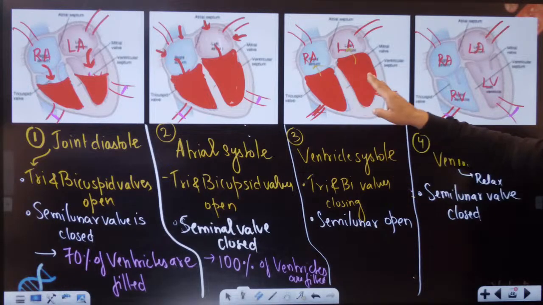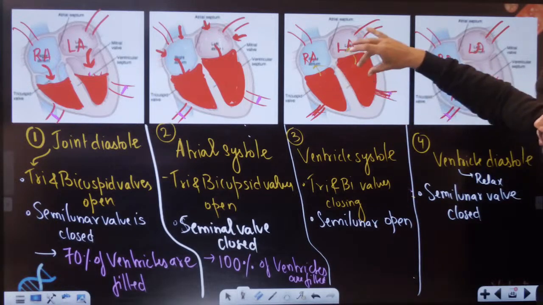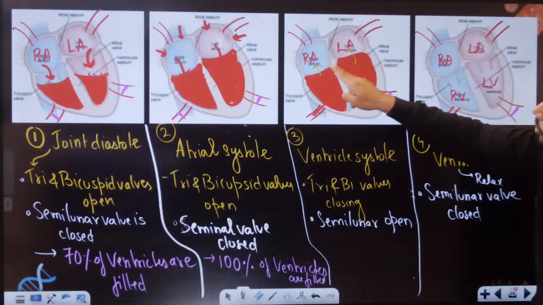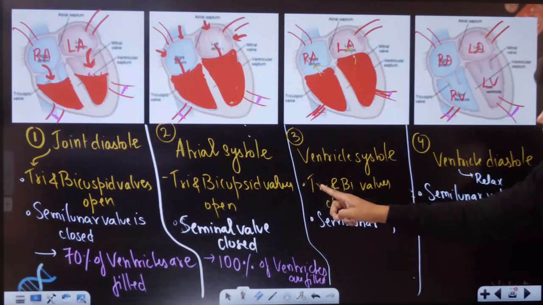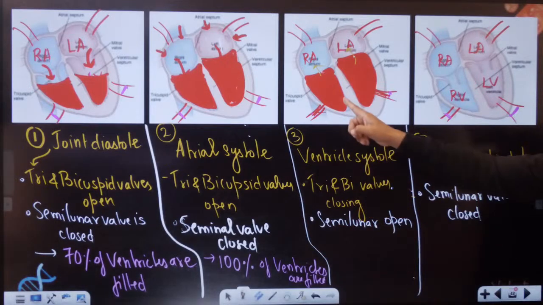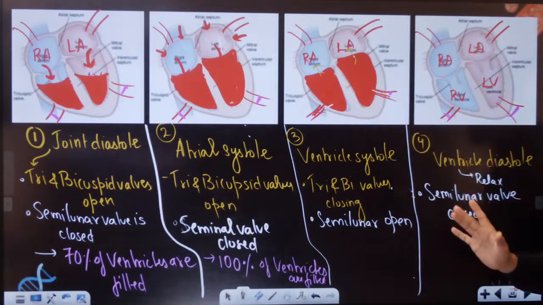When we are squeezing this, we have to make sure the blood doesn't go back to the atria. So, what do we do? We close both of them on the top. So, tri and bi are closed, but semilunar is open right now. Why is it open? For all the blood to flow.